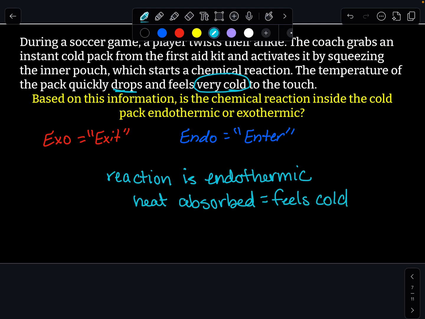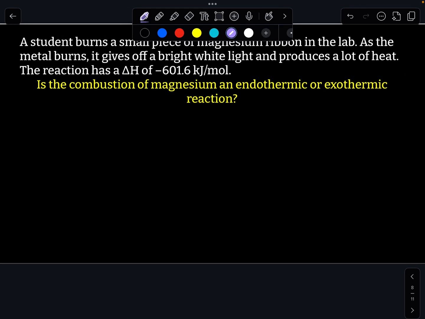All right, let's look at one more. This one says, a student burns a small piece of magnesium ribbon in the lab. As the metal burns, it gives off a bright white light and produces a lot of heat. The reaction also has a delta H of negative 601.6 kilojoules per mole. Is the combustion, which just means to set it on fire, of magnesium an endothermic or exothermic reaction? Well, there are two key pieces of information that I see here. The first one is that it gives off a lot of heat. And the second one is that it has a delta H that is negative.